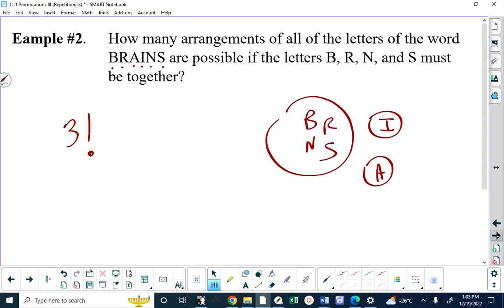It's like Bobby Bear again. Bobby Bear has to put on a pair of pants and a shirt. We have to arrange these 3 things and we have to do something else. What is that thing we have to do, Isaac? You have to arrange the combination in which you put B, R, N, and S. Right, I have to arrange the B, R, N, and S.